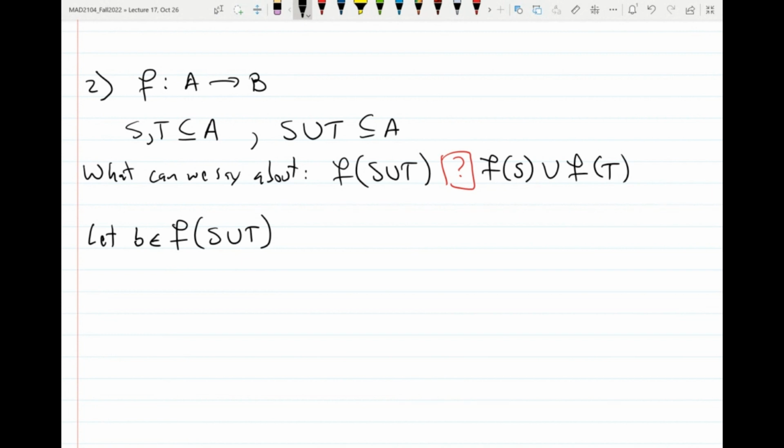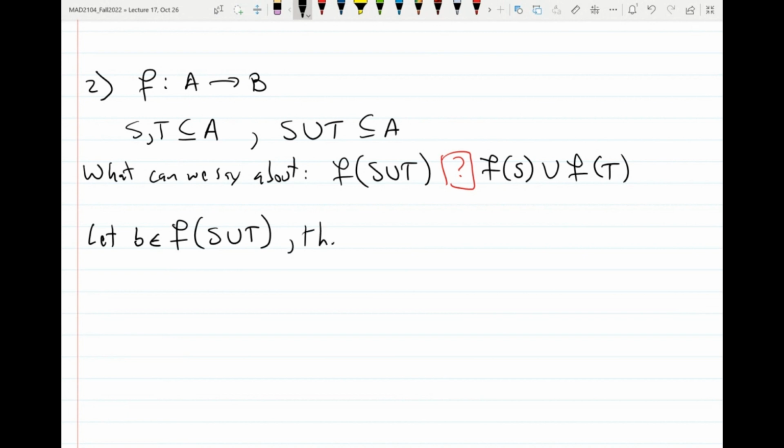Okay? Now let's activate the process. What does this mean? What does it mean to be an element in the image? It means that there is a little a back home, so that when you apply the function, it gives you this b. That's what it means to be in the image, right? There is an element in A, so that when you apply the function, it gives you b. Moreover, it's not just in A, it's in this special union, right?